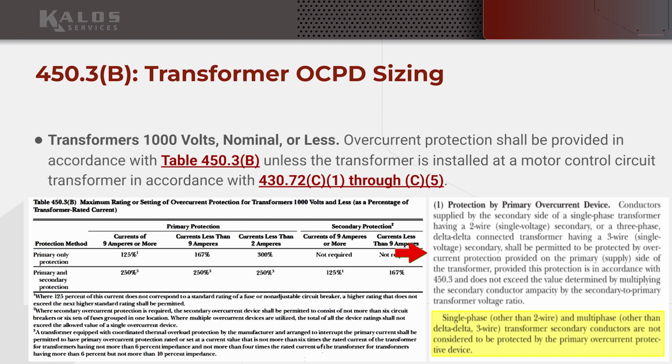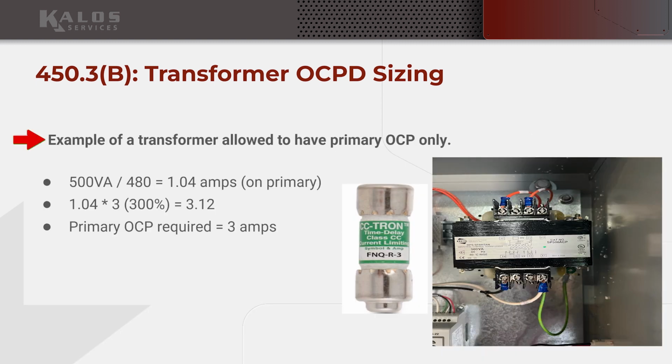Okay, so the distinction here seems to be, is the secondary a single voltage system or is it a multi-voltage system? So we could simplify this that way: if it's a single voltage secondary, then sure, we can have primary only overcurrent protection. If it's multi-voltage, such as 120, 208, 277, 480, scenarios such as that, then we need both primary and secondary overcurrent protection. And so this transformer here is an example of where we're allowed to have primary overcurrent protection only. Let's do the math to figure out how to size our primary only overcurrent protection.